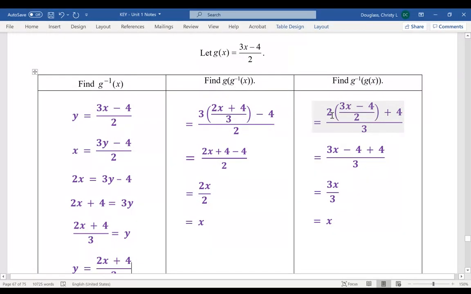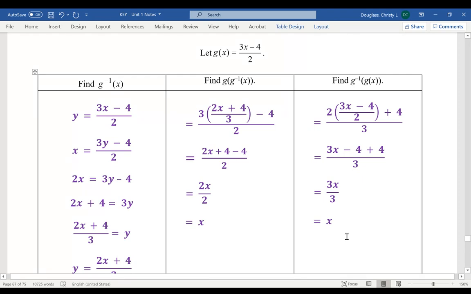The 2's cancel, times 2 and divided by 2, leaving me with 3x minus 4 plus 4 all over 3. The minus 4 and the plus 4 go to 0, and I'm left with 3x divided by 3, which is x. This is a very interesting thing that happens when you have a function and its inverse. When you create a composite function of a function with its inverse, either way, you always will get x.